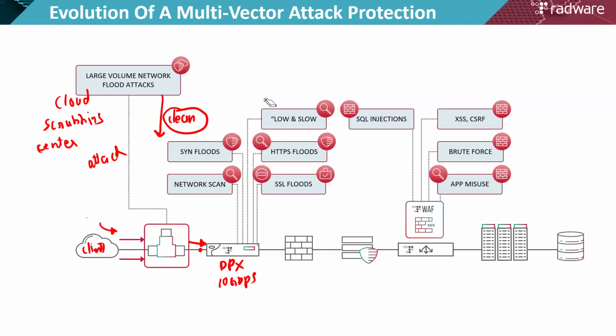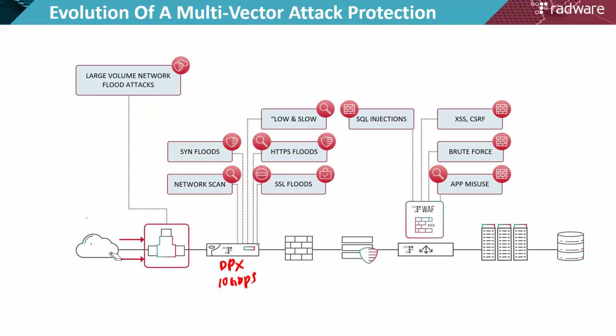Okay. Now you would be thinking, how do we divert this traffic to the cloud? This diversion is done with the help of Border Gateway Protocol, or BGP. Okay. So this is done via BGP protocol. So we divert the traffic to the cloud scrubbing center using BGP, and the return traffic is sent via GRE tunnels.